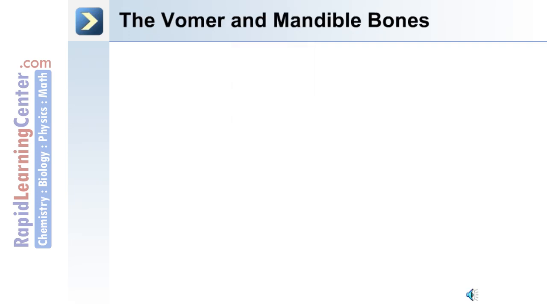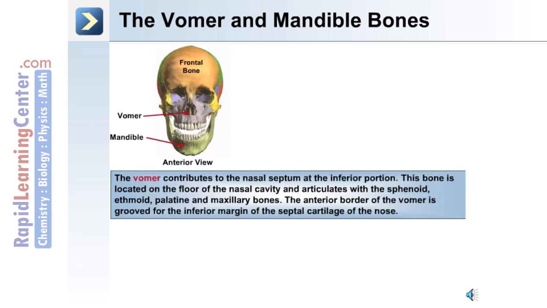The two facial bones that are not paired are the vomer and mandible. The vomer contributes to the nasal septum at the inferior portion, and it's visible in this anterior view of the skull. This bone is located on the floor of the nasal cavity and articulates with the sphenoid, ethmoid, palatine, and maxillary bones. The anterior border of the vomer is grooved for the inferior margin of the septal cartilage of the nose.